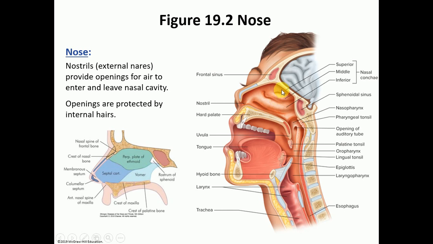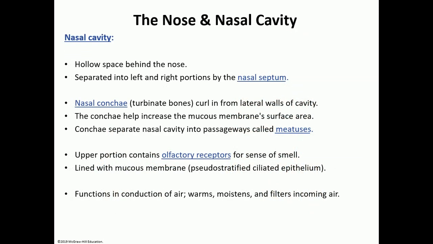There is the superior nasal concha on top, and then there's the middle and the inferior nasal concha. So these concha are different shelves that protrude on the lateral walls. And then underneath each concha, there is a space, and that space is known as a meatus. So you have the superior, middle, and inferior meatus. And all of these structures are found on the lateral wall of the nasal cavity.